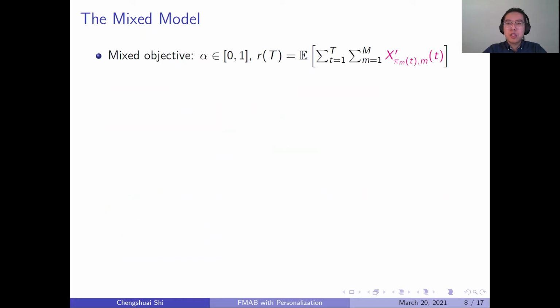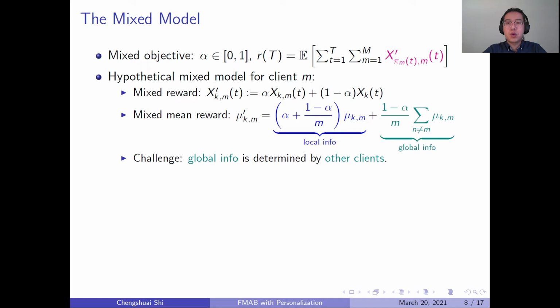Now we have the mixed learning objective, and we further construct a hypothetical mixed model based on this objective. It contains a mixed reward, which is also the weighted sum of global and local rewards with alpha. For an expression of its mean value here, we can see that it contains both local information and also global information. This leads to the key challenge of the problem: global information cannot actually be learned by individual clients and has to be provided by all the clients together. So coordination here is also required.